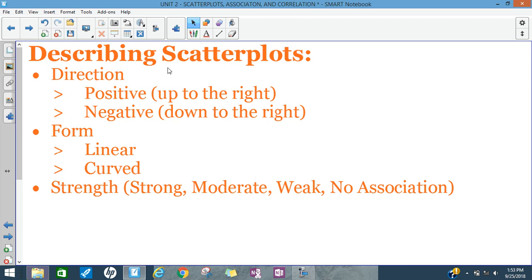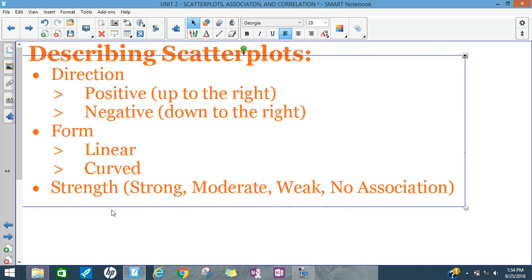Three things you'll want to talk about when describing them are their direction, positive or negative, up to the right or down to the right. You want to talk about the form. Do they form a straight line path, a curved path, or maybe there is no form? And strength: we have strong, moderate, weak, or potentially no association between the two.